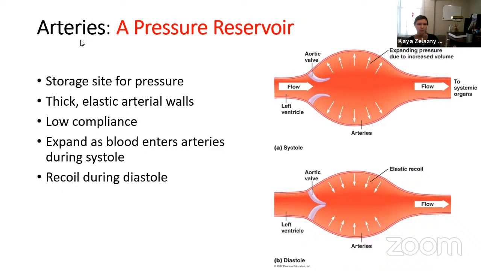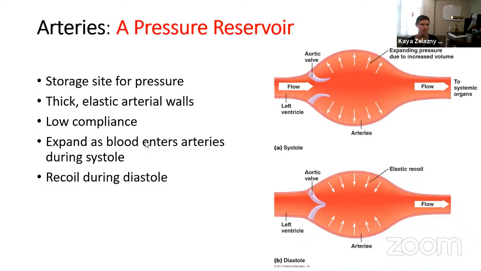Now we refer to arterial walls as having low compliance. And what low compliance means is basically that you don't have to add much volume to increase the pressure a bunch. So we're going to have a slide on compliance in a second, but the fact that they have low compliance is inextricably linked to this function as a storage site for pressure.